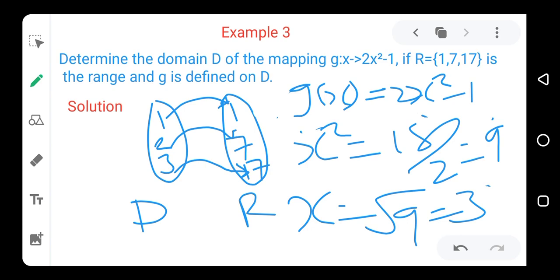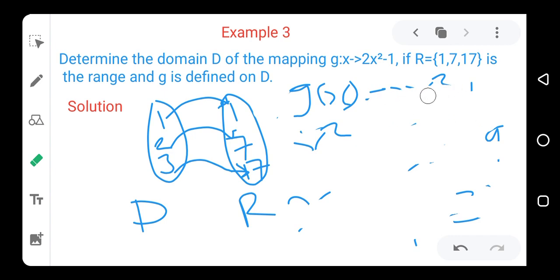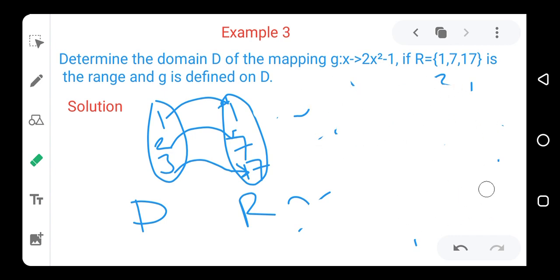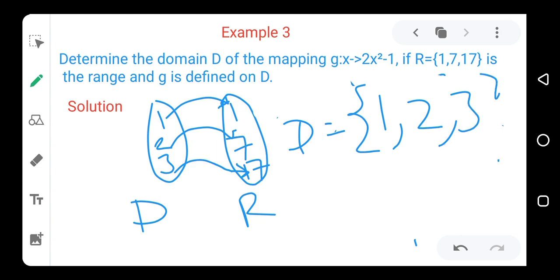So these are the values in the domain according to this function. We can now say that the set D contains the elements 1, 2, 3. This is the answer. So we've gotten our domain as a set that contains the values 1, 2, 3. I hope this is very clear. Thank you.